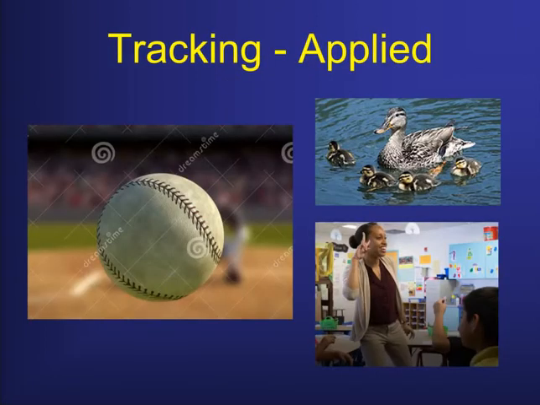Tracking a ball, visually following animals, like in the photo of a mother duck and ducklings, or visually following the movements of a teacher are just some examples. There are many more examples of how eyes are used to visually track moving objects to accomplish functional tasks. Can you think of other situations that visual tracking is used? What might be the consequences if someone had difficulty with this visual skill? Can you think of some modifications that might help?